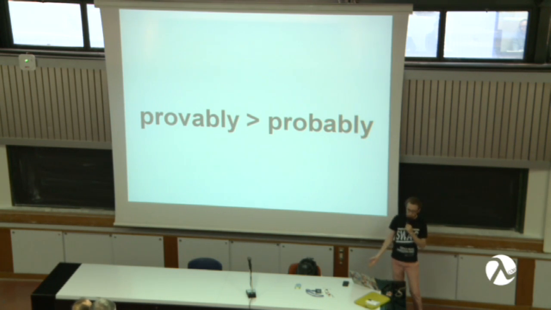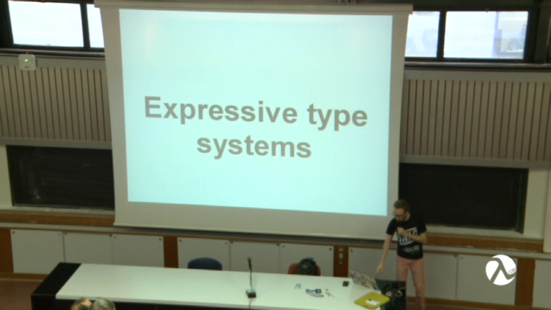And of course, it's very good to prove stuff, but we want to prove interesting stuff. And proving interesting stuff with types means that you have to get an expressive type system. You want to prove things that are related to your business constraints.